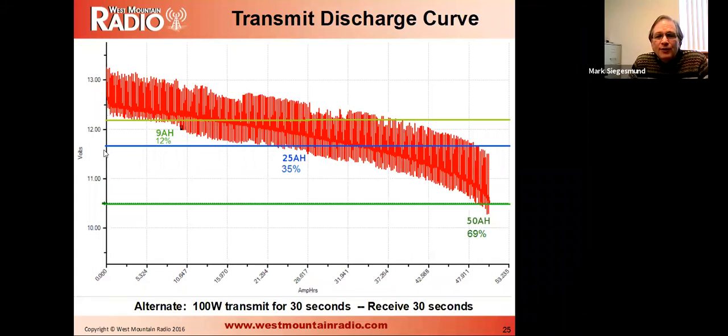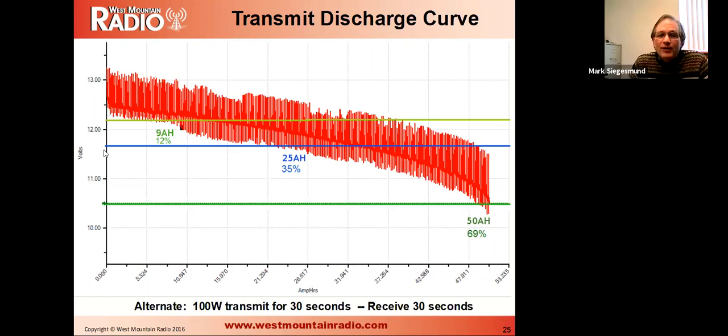This is a similar chart, only what I did here is I cycled between receive and transmit. So I'm going between, I think it's 2 amps and 20 amps, 2 amps, 20 amps, 30 seconds each. And this shows how the battery discharges. Now, each time I'm transmitting, you can see the voltage drops about a volt or so. That changes this chart quite a bit. So now we're only getting, say, 35% out of the battery at the 11.7 volt range.